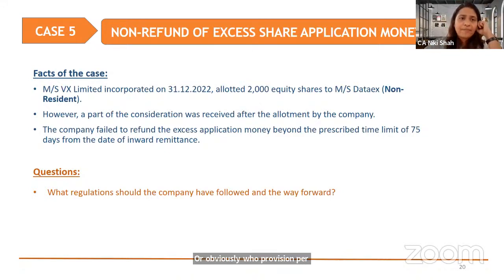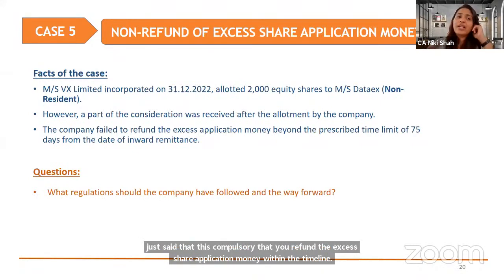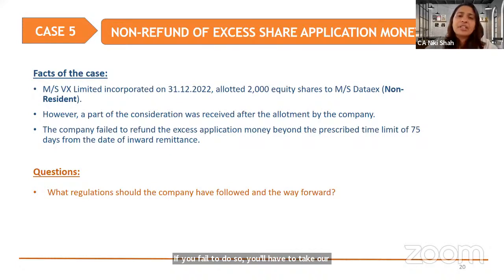Now, non-refund of excess share application money: I just said that it is compulsory that you refund the excess share application money within the timeline. If you fail to do so, you will have to take RBI permission and get the refund in place.